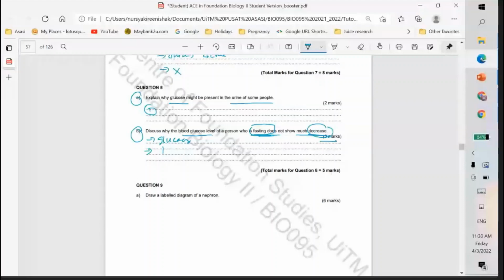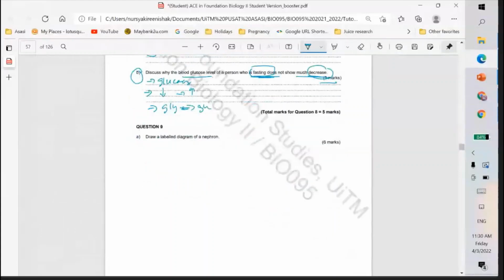Okay, so the next question, Fakihah, number 9. Ini kena draw. Okay, so question number 9, it says draw a level diagram of a nephron. So tak payah draw. Kat sini saya nak awak mention turutan structure nephron tu. Nanti baru saya akan draw. Untuk nephron, apa structure yang perlu ada dulu?